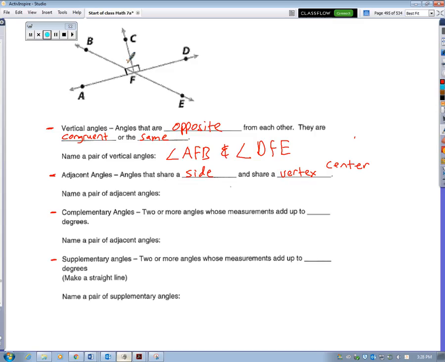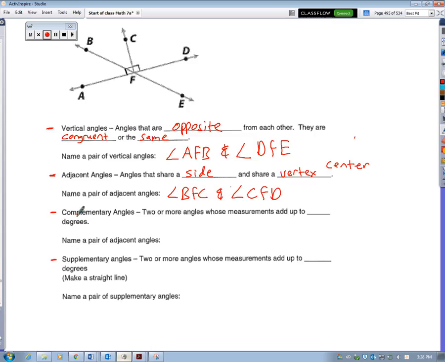Let's go with this angle and this angle here. They're both sharing this side C. They both are sharing this center. So let's name these two here. So this one's going to be angle BFC, and angle CFD. Alright, perfect. There's our adjacent angles.